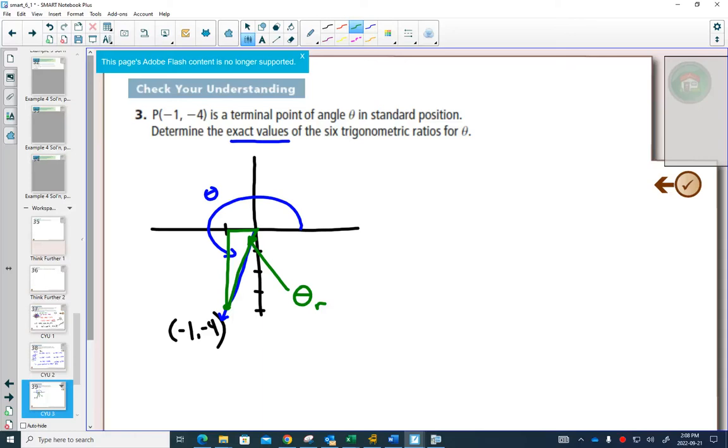And I can figure out, right? There's my reference angle. Do I know any lengths on this triangle? Well, I went over 1. I went down 4. So I know this length is 1, and I know that is 4. You will get really good at a squared plus b squared equals c squared in your head. What's the length of the hypotenuse?